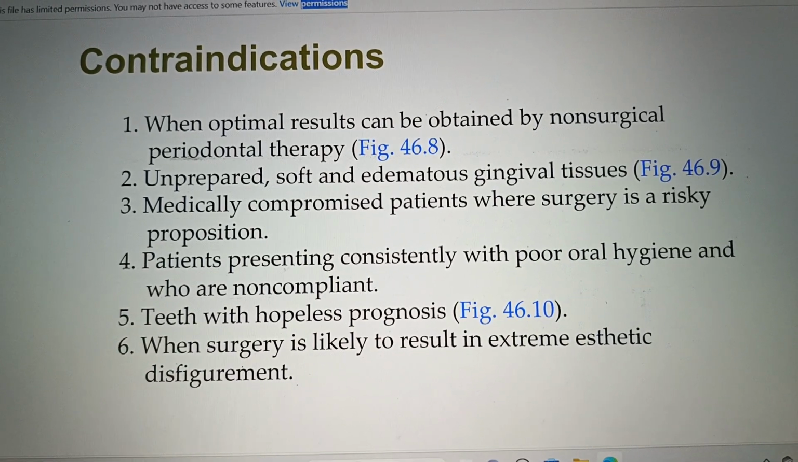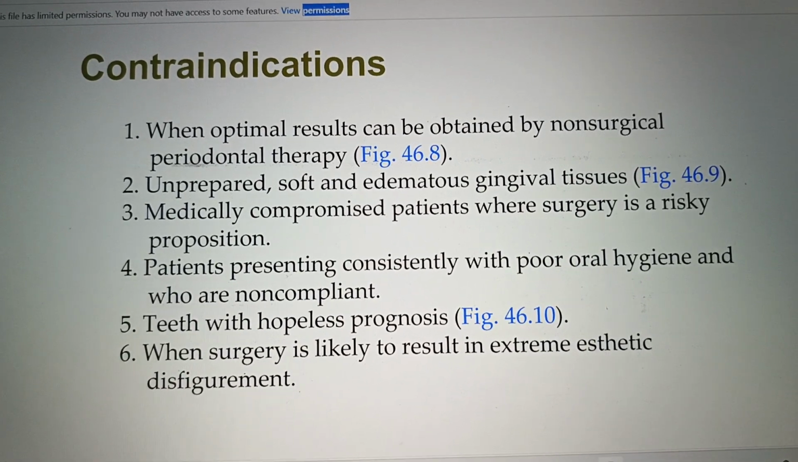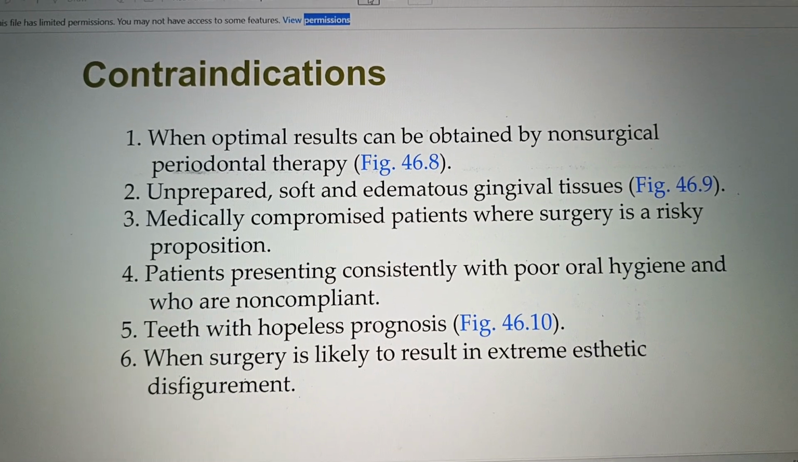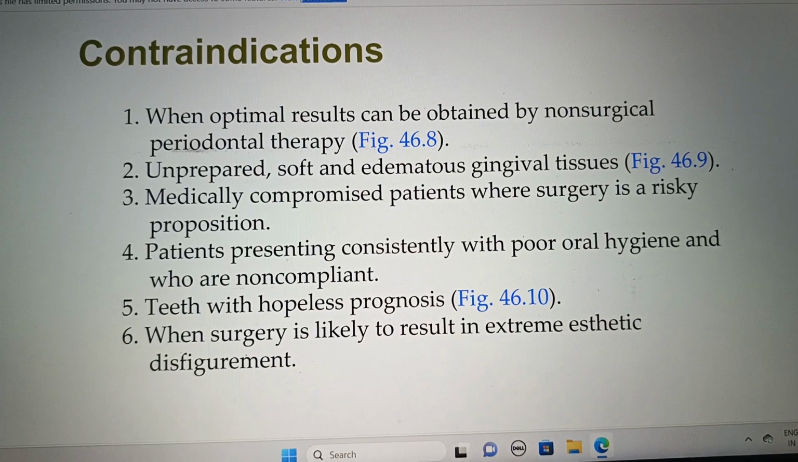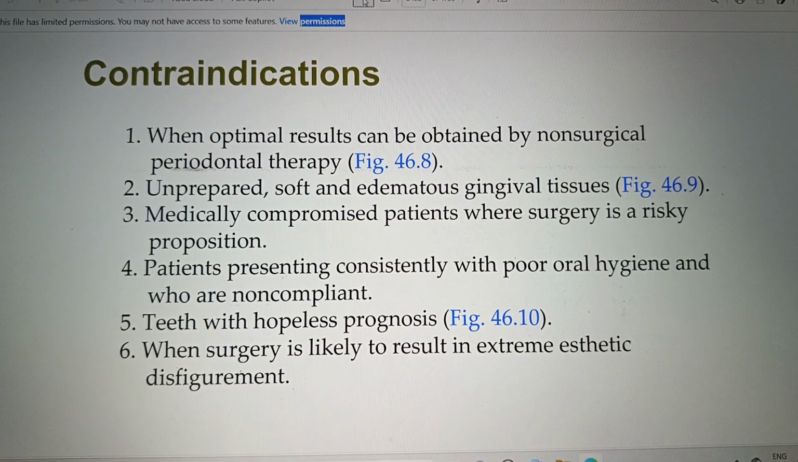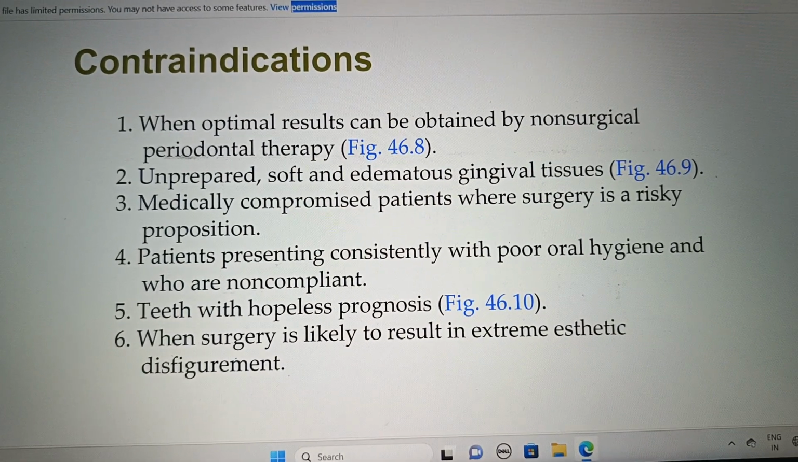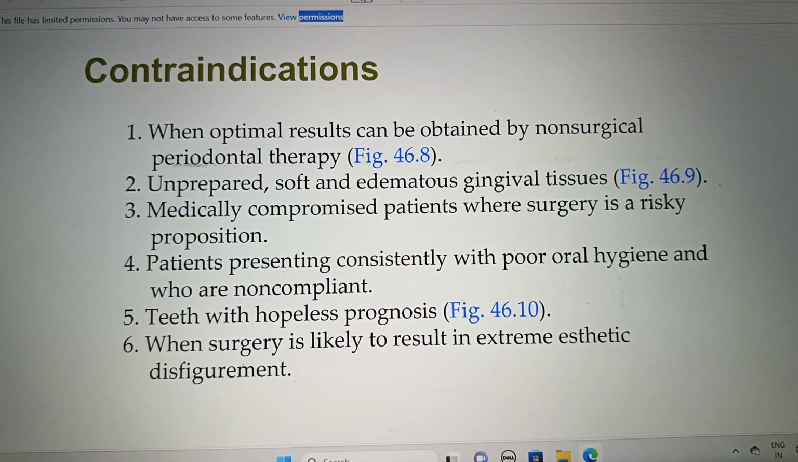Teeth with hopeless prognosis that are not able to be preserved, that is grade 3 mobility and grade 4 furcation. Then when surgery is likely to result in extreme aesthetic disfigurement. These are the conditions where flap surgery is contraindicated.